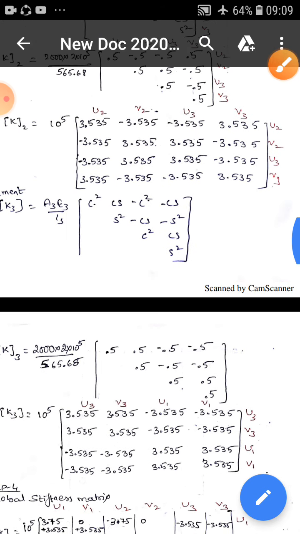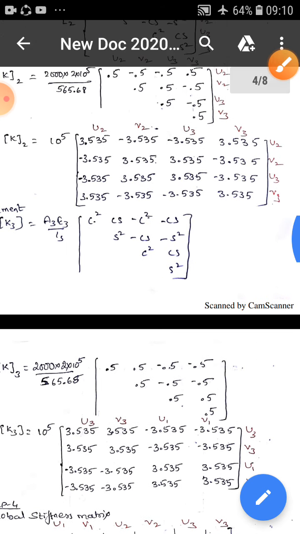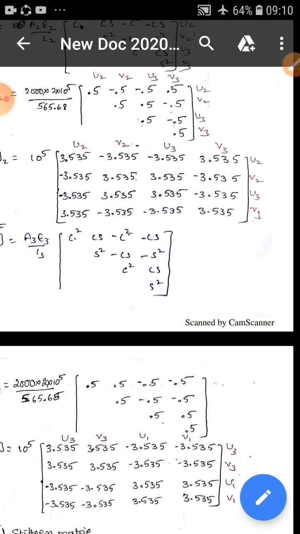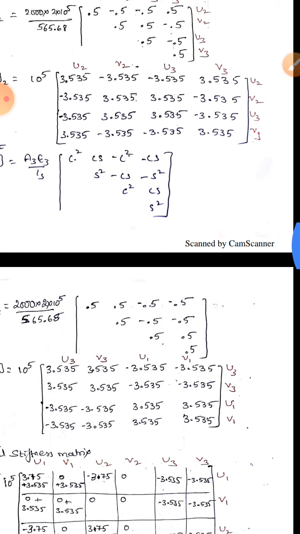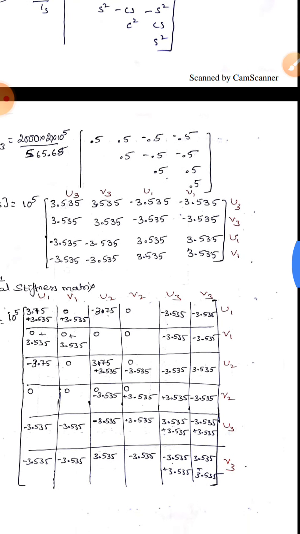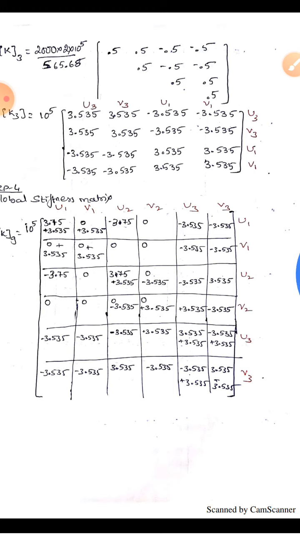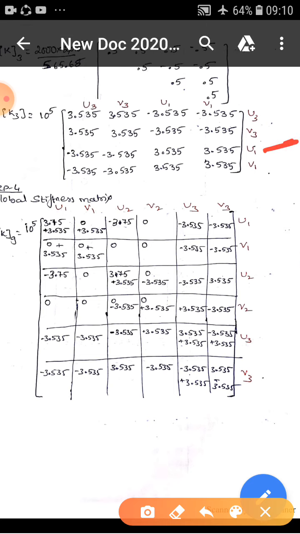Next, go to the second element stiffness matrix. u1 is absent in the second. We will go to the third stiffness matrix. See, u1 is present here. u1 row, u1 column is present here. You have to add this value.